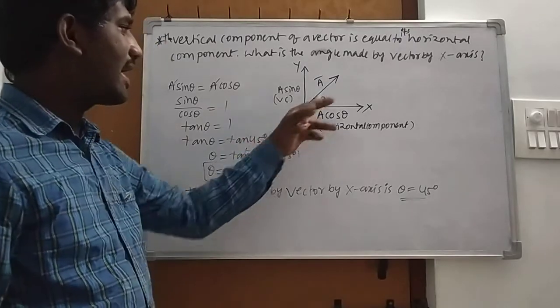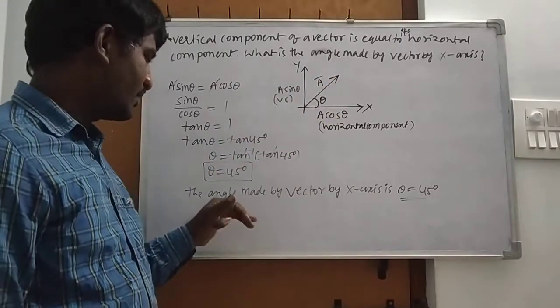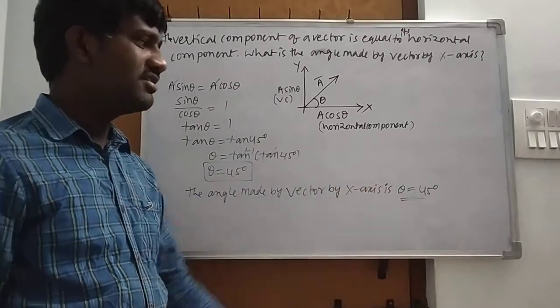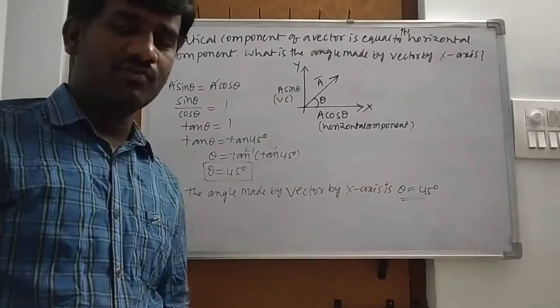So what is theta? Angle made by the vector with the x-axis. So the angle made by the vector with the x-axis is theta equal to 45 degrees. This is 2 marks.